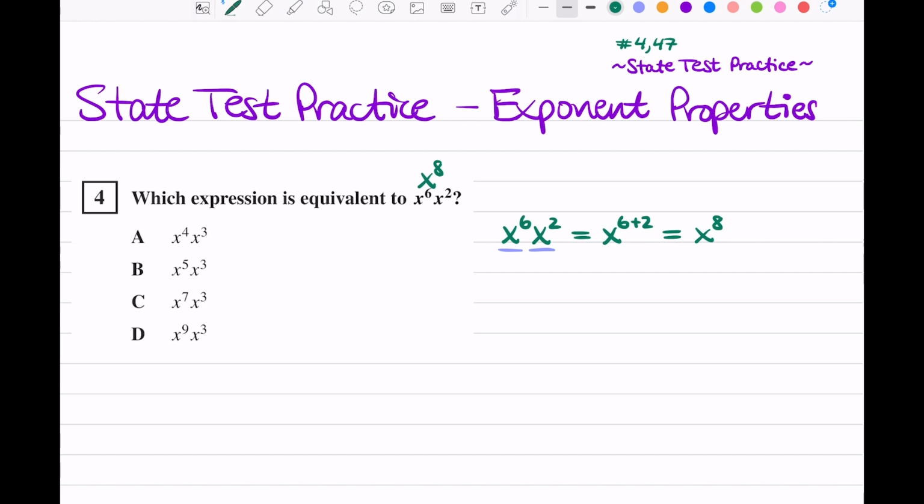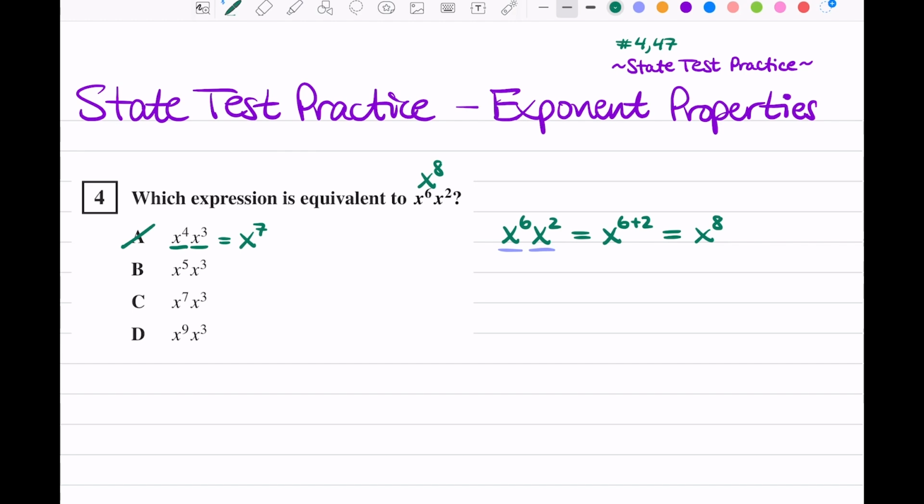So we have to figure out which of these options also multiplies x 8 times. Looking at option A, we're multiplying x 4 times, and then 3 more times. So we're multiplying x 7 times in total, which we'd write as x to the 7th. Since we're looking for the expression that multiplies x 8 times, we can cross off option A.